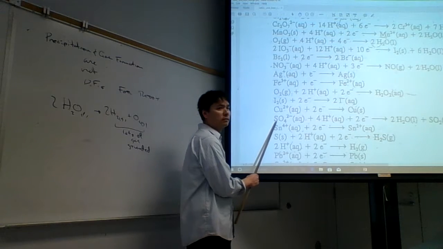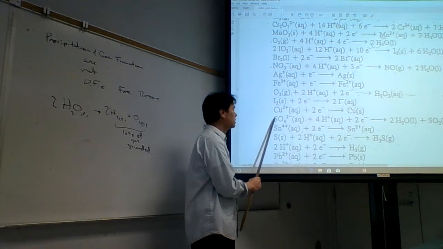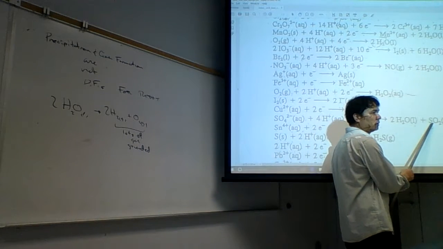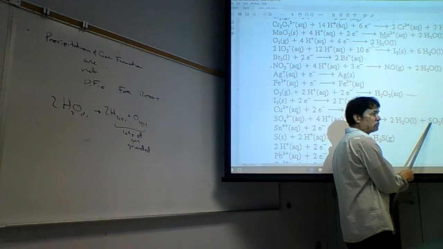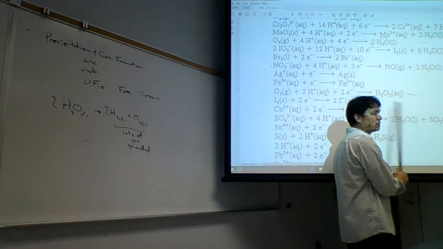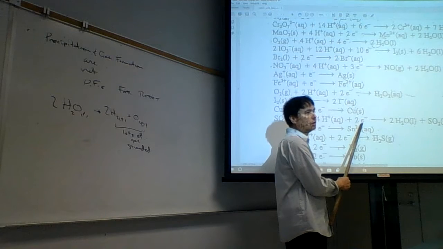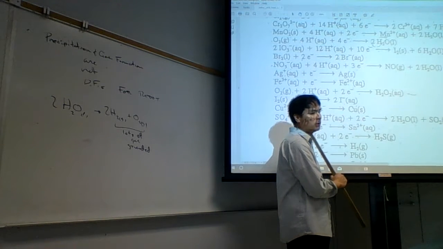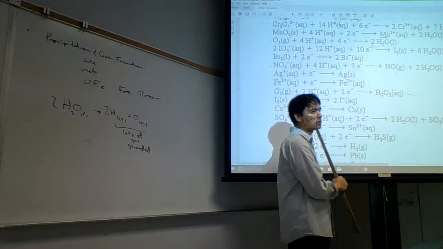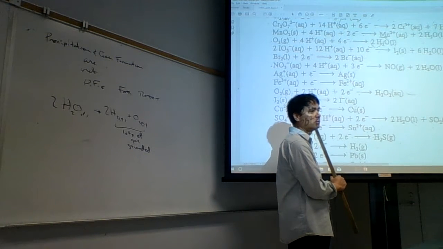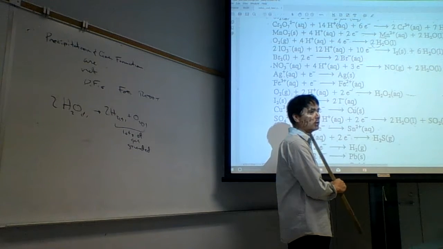What's the charge on sulfur in sulfate? +6. What's the charge of sulfur in sulfur dioxide? +4. So we went from +6 to +4, which means we must have gained 2 electrons. And so the oxidizer is sulfate, which means that sulfate is a more powerful oxidizer than H+. In other words, sulfate is more electron poor than H+. So it makes it more powerful.